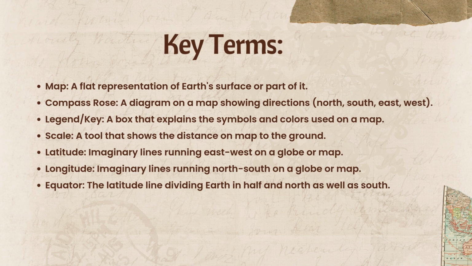Then we'll be looking at a legend or a key, which is a box that explains the symbols and colors used on a map. Then we'll be looking at a scale, a tool that shows the distance on a map to the ground. Latitude and longitude, these both consist of imaginary lines. One is running east to west on a globe or a map. The other one is running from north to south on a globe or map. Then we'll also be seeing the equator. This is a line that divides the Earth in half between north and south, between the two hemispheres, that is, northern hemisphere and southern hemisphere.